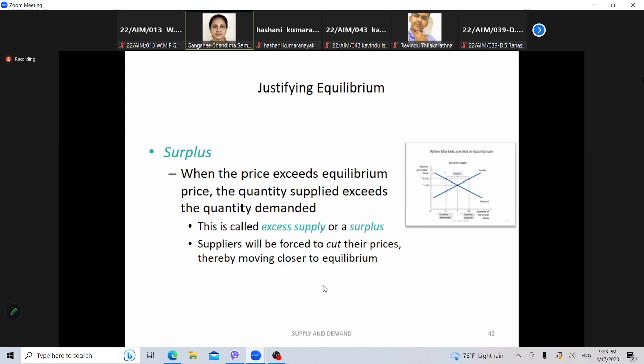Okay? So suppliers are forced to cut their prices, thereby moving closer to equilibrium, because high price, high profit, more and more supply. But if it comes to the equilibrium point, both producers and consumers are getting benefit. Okay, I think you can understand the situation.